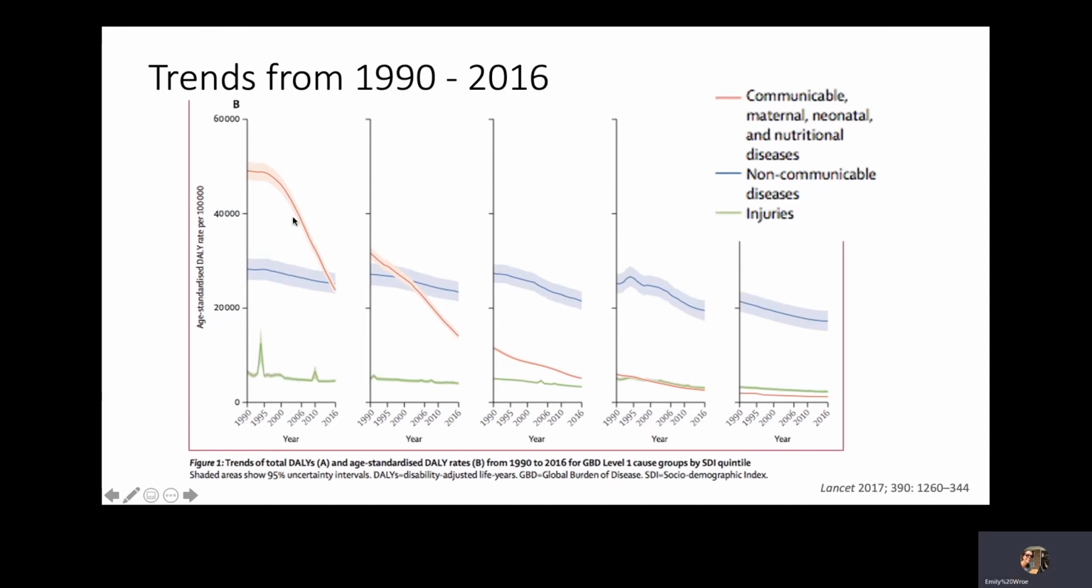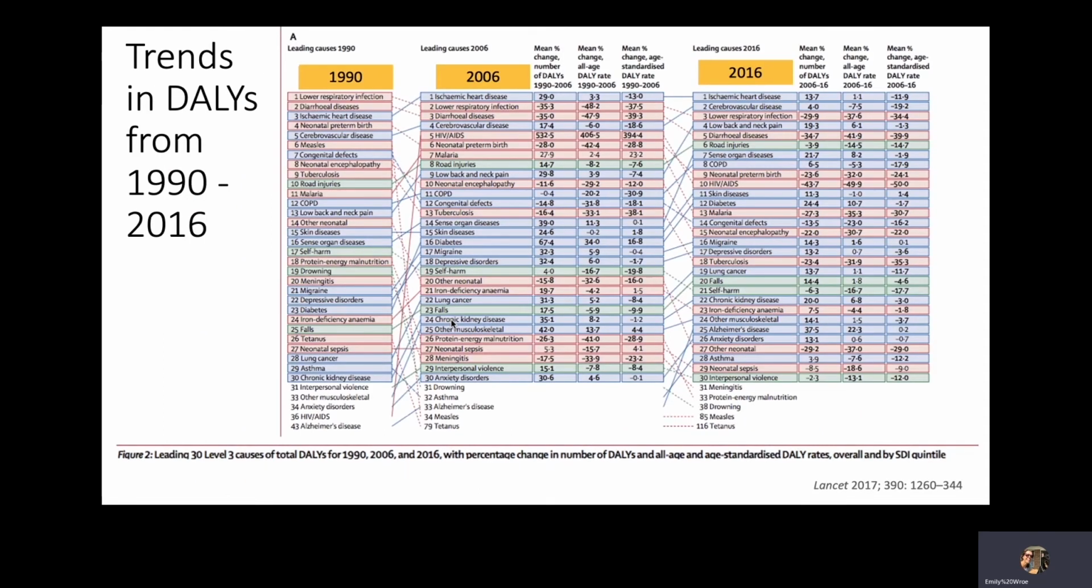What this is also showing us is total DALYs from 1990 to 2016 by quintile of wealth. They're using a sociodemographic index here to show us how it's changed. And you can see that once you break down a population by different wealth quintiles, much different things are happening in the poorest quintile, which is the one on the left, versus the wealthiest, which is the one on the right. So these are important ways to slice data to really get at what we're looking at.